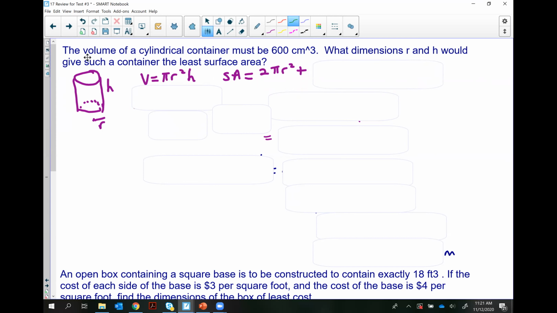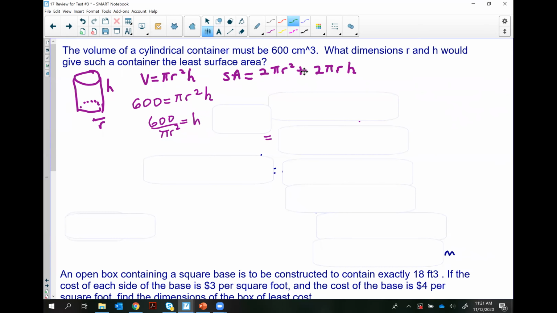You have the top and the bottom, and the side panel, which is 2 pi rh. The surface area of a cylinder I would give to you, but you should know the volume, okay? Now we know volume is 600, so set that equal to 600. And from here you can solve for h, right? H equals 600 over pi r squared.